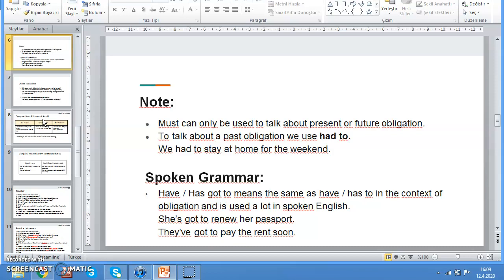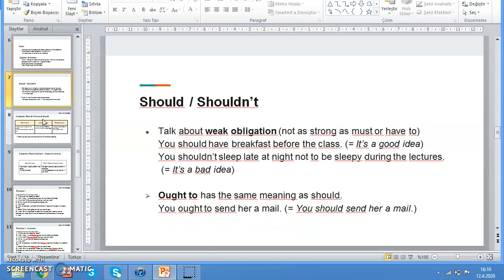In spoken grammar, have got to and has got to have the same meaning as have to and has to in the context of obligation, and are used a lot in spoken English. That means that have got to and has got to are more common in spoken English. Here are the examples. She's got to renew her passport and they've got to pay the rent soon.